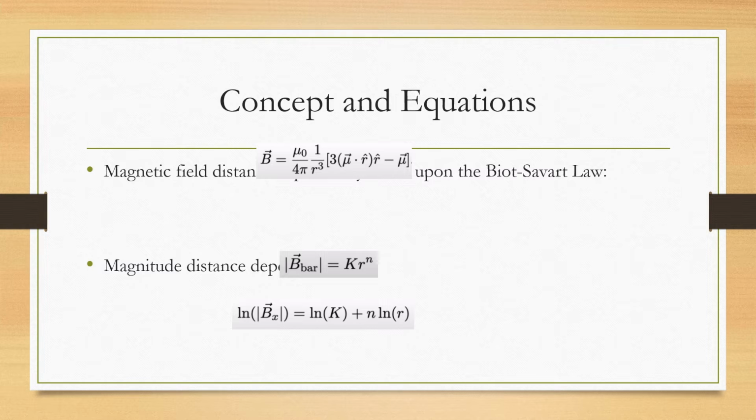Below are just the simplified versions of that. So all it says is that the magnitude of a magnetic field on axis can be set equal to k, which is representative of constants, mu naught over 4 pi, and also constants related to the magnetic dipole, times r, the distance away on axis from that magnet, raised to some power. And if you take the natural log of all of these terms, you can wind up with a linearized plot, which we're going to use later when we gather data and use Excel to find the value of n.